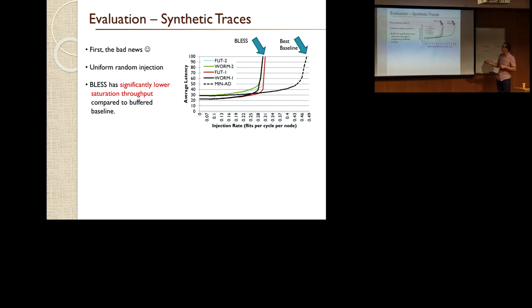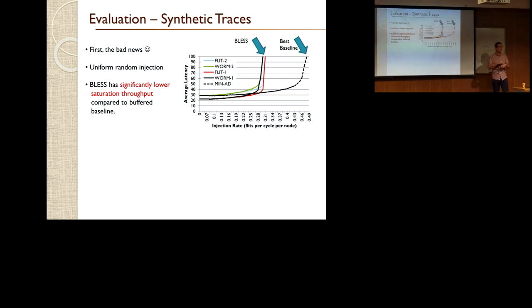But this is a synthetic workload. The key question is, where are real applications, right? And real applications turn out to be closer to here. They're not really uniform random, first of all. And also, if you have on-chip network traffic, your injection rate into the network is low. It depends on where you put the network, of course. But in our case, you inject into the network after you get an L1 cache miss.